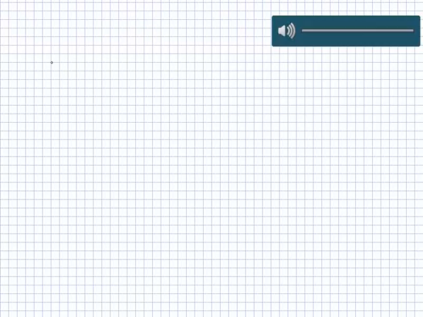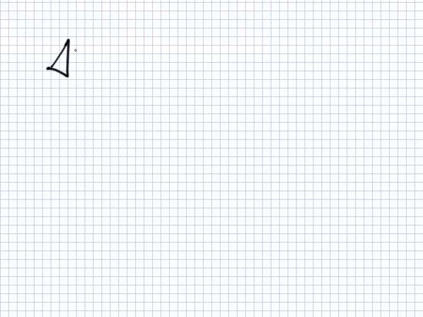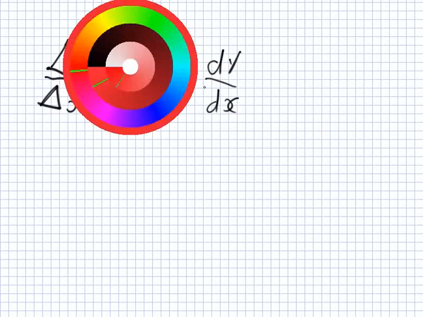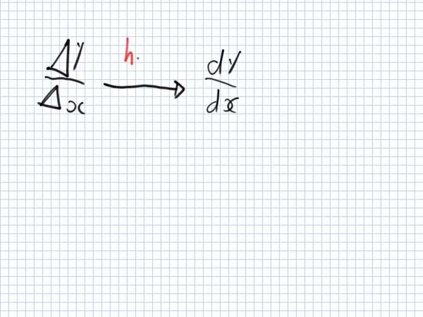Generally speaking, this symbol here means the slope of the secant, whereas this one here means the slope of the tangent. And the way we can go from here to here is by making h go to 0. So the change from the slope of the secant to the slope of the tangent, you make the h go to 0.